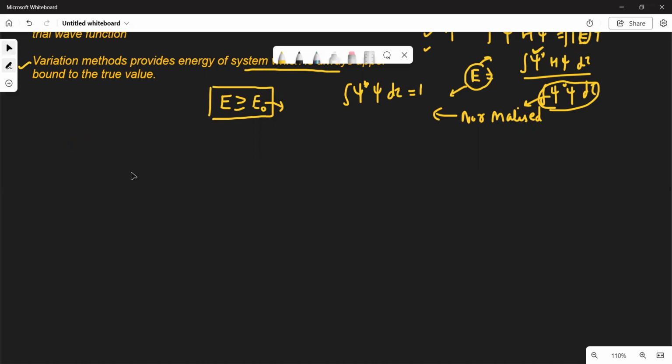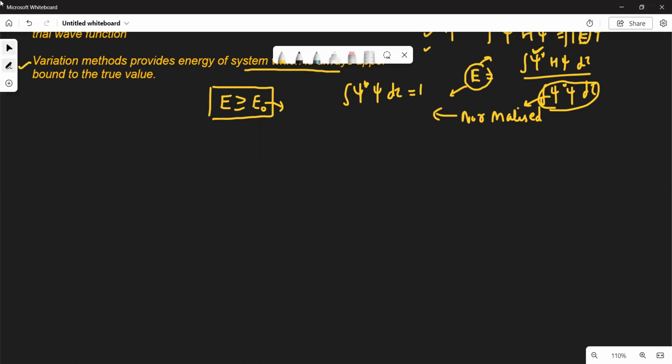So in this method, first we will try to find the trial wave function, then we will find the Hamiltonian operator, and then we apply that Hamiltonian on the wave function to find the energy. So all these steps we will follow to find out the energy of the helium atom. So let's get started with the derivation.